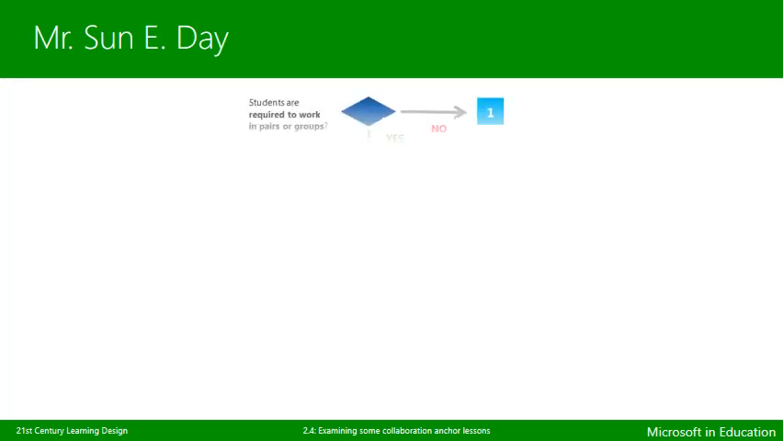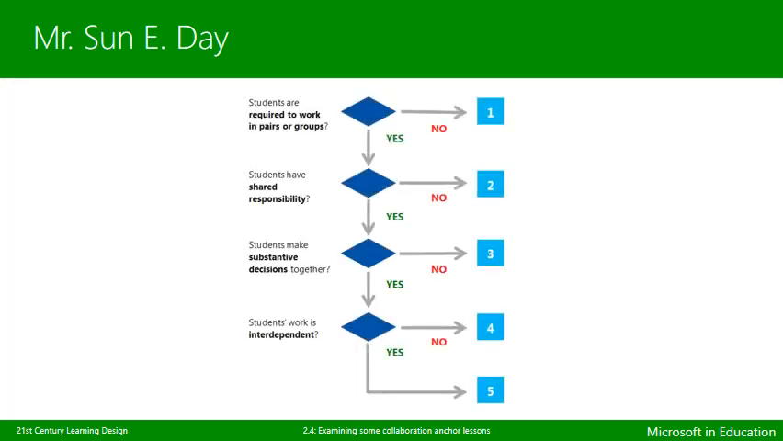The evidence points to indicate that Mr. Sunny Day is a code 4. Students do have shared responsibility and they do make substantive decisions together about the content, process or product of their work. But their work is not interdependent.